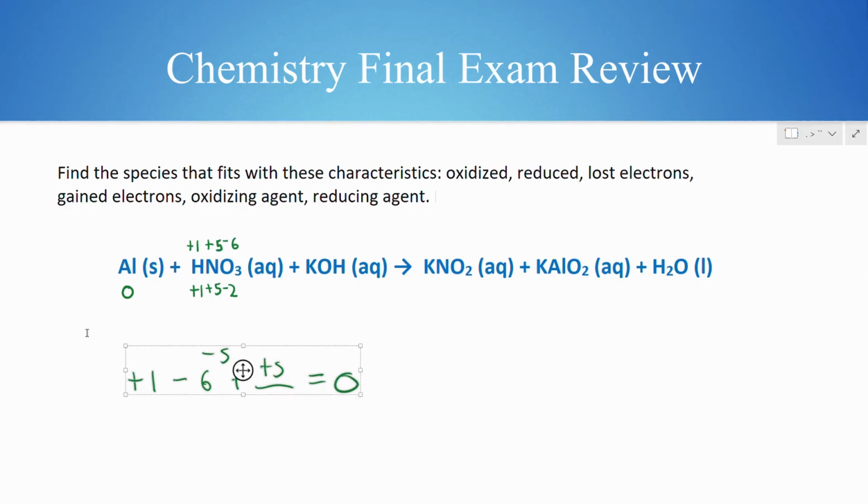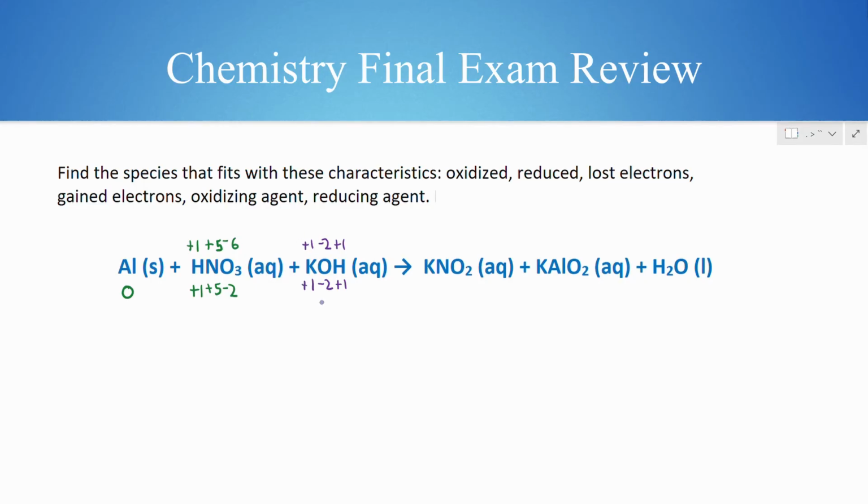Next, we go on to KOH. Now we know hydrogen has a +1 charge. So on the bottom it's each, and on the top it's total. Oxygen has a -2 charge. There's one of those, so the total coming from oxygen is -2. And we know that potassium is in group 1, which means it has an oxidation number of +1.